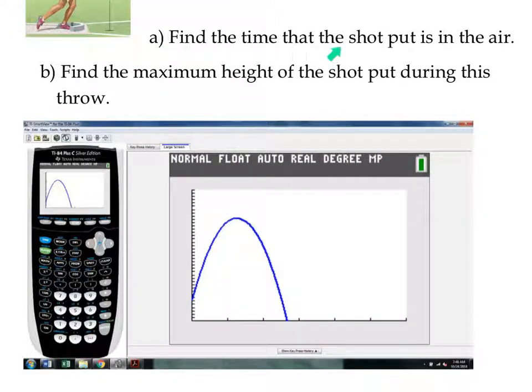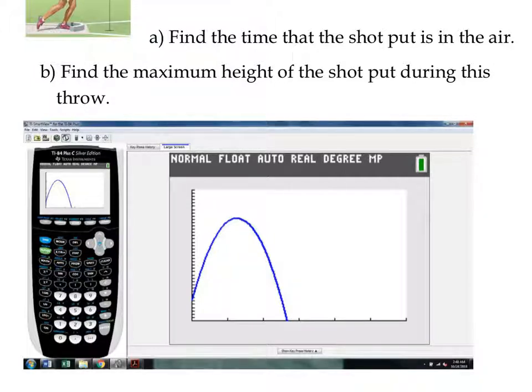Find the time that the shot put is in the air. Okay, so again, I entered the equation in my y equals, and then I graphed it, and here's the graph that I get. The shot put starts at 6.5, goes up in the air, and comes back down, and right there, when it hits the ground, that's how long it was in the air. So we're looking for that point right there.